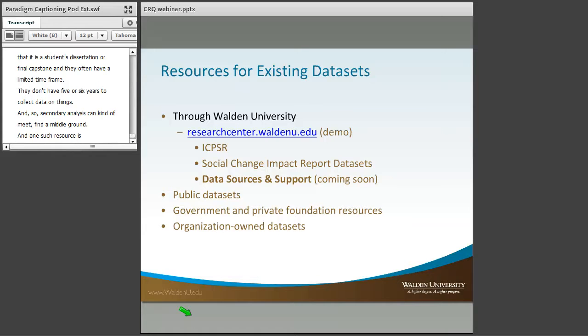It's the Inter-University Consortium for Political and Social Science Research. It is a repository that's housed at the University of Michigan, and it holds hundreds of thousands of data sets that researchers have made available over the years, and they are continually adding to it. Walden has joined this consortium, and so students and faculty have access to these databases by nature of being affiliated with Walden. They would just need to create an account with ICPSR, and they would be able to access it.